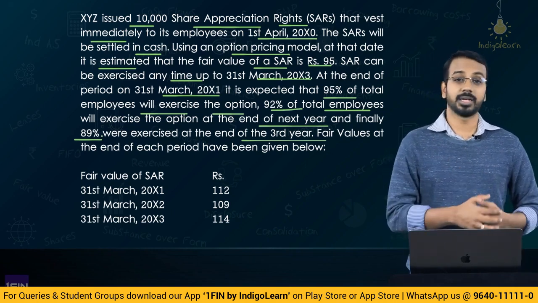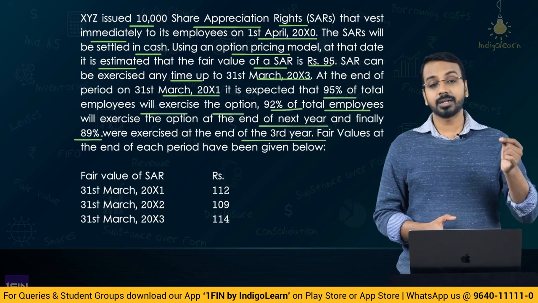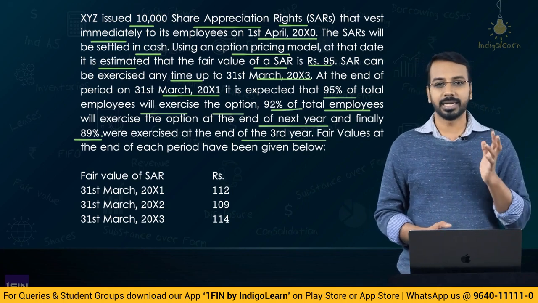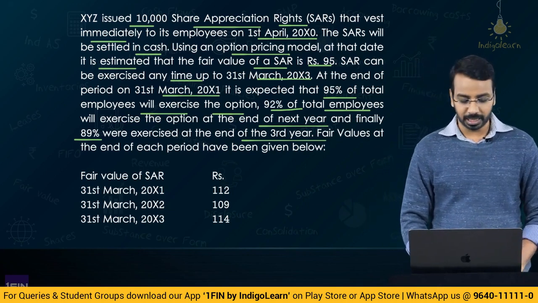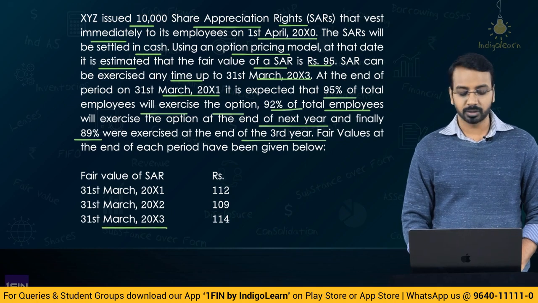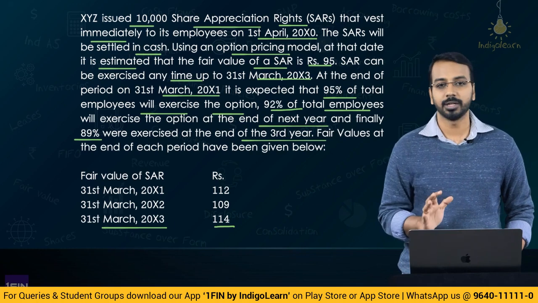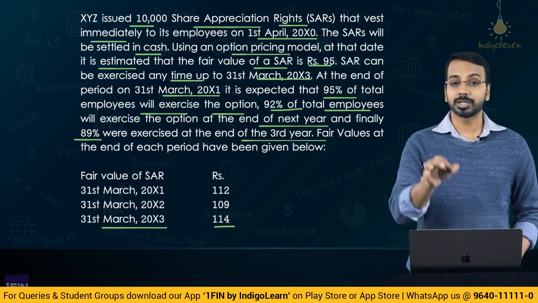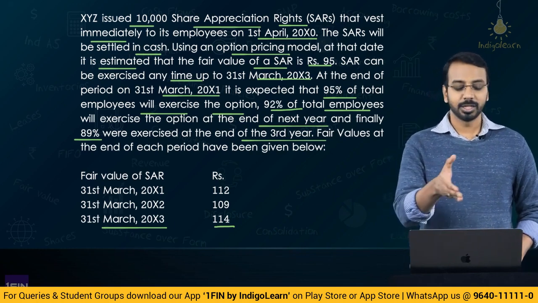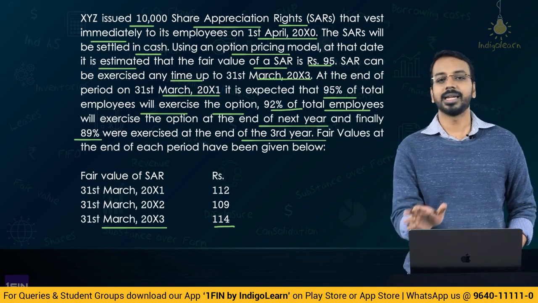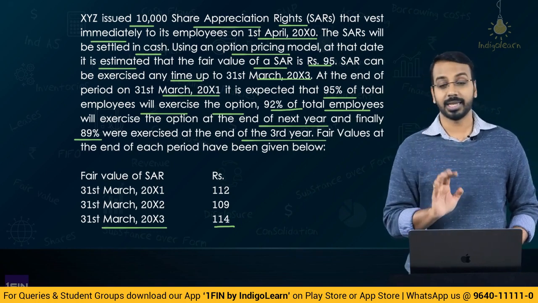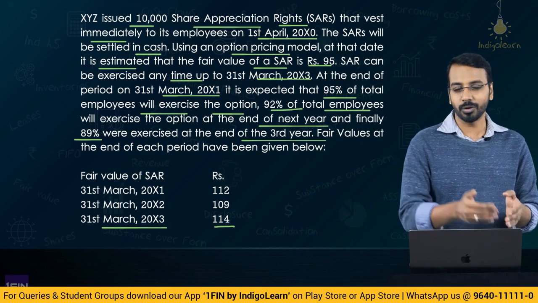Now, the thing that you have to understand here is 89% of 10,000 works out to 8,900. To this 8,900, whatever is the price as on 31st March of year 3, you will pay the amount, that is 114. 114 per share multiplied by your 8,900, that is the final outflow from the entity side. Now, how do we reach to this final outflow?